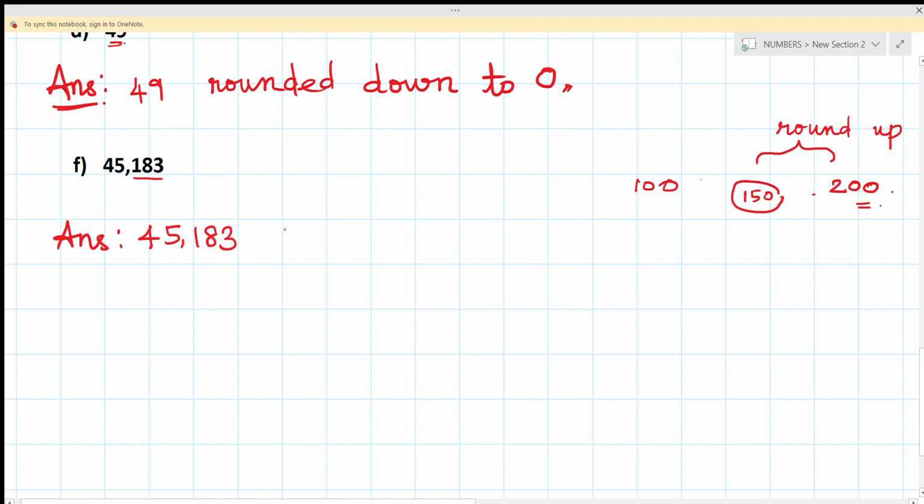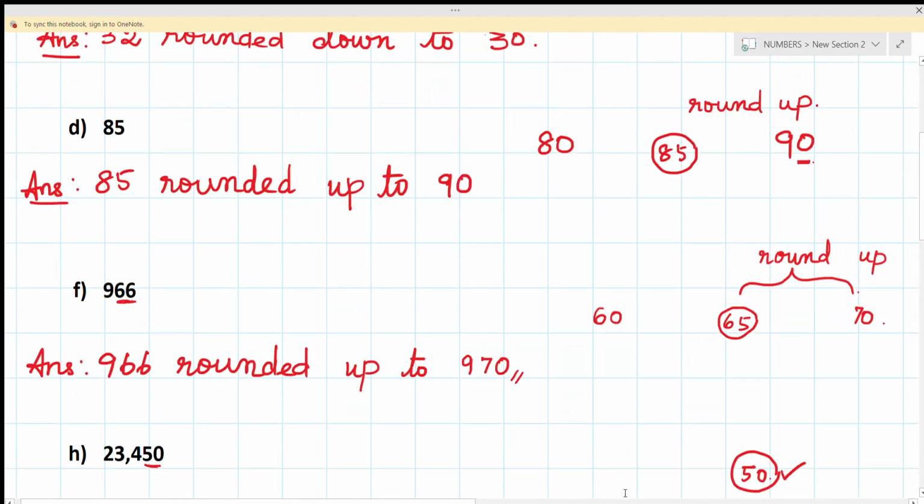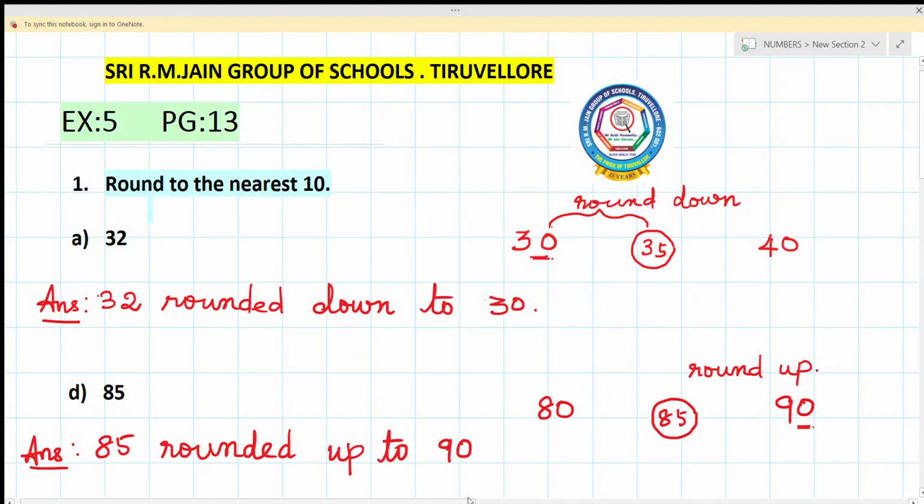45,183 rounded up to 45,000. We should write the thousands and ten thousands place as it is, and we have to change only after the thousands place. So we have rounded up to 200. The answer is 45,200. Now we'll move to the next Roman letter, that is the third Roman letter.